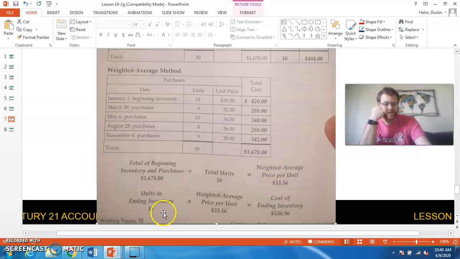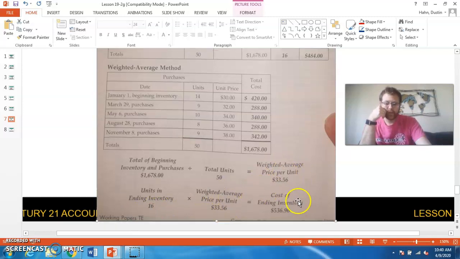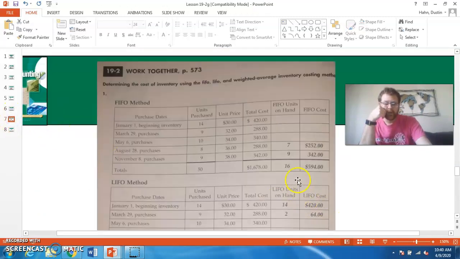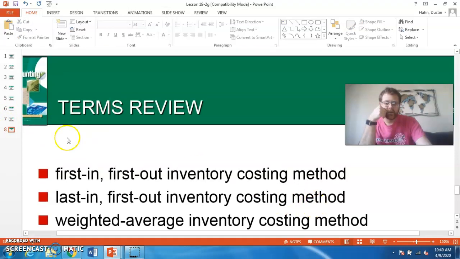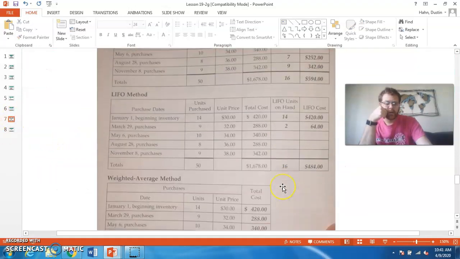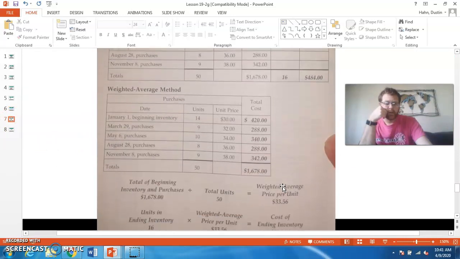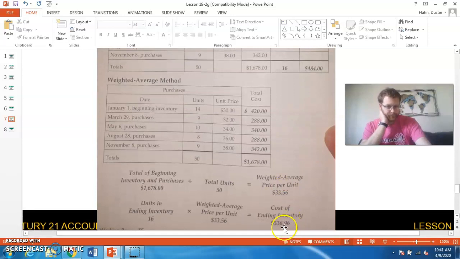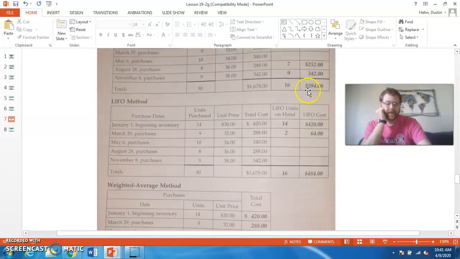Okay, we have 16 left over. All you have to do is take your 16, so the amount that you have left over, times your average, so 16 times 33.56. And that's your cost of ending inventory, $536.96. So if you look at your cost of ending inventory, $536.96, $484, and $594.